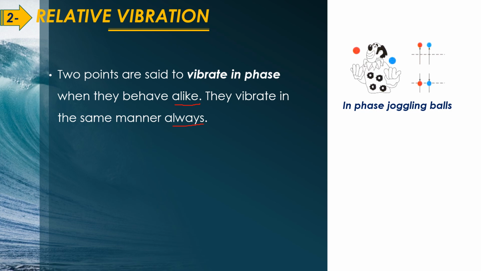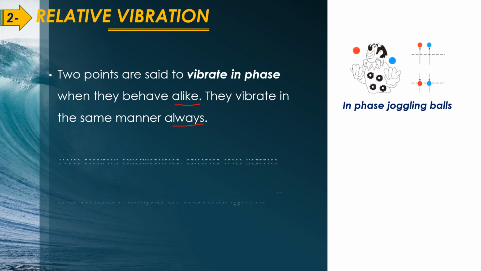If you look at the figure to the right side, you notice that there's a juggler throwing balls. The balls are made to move up simultaneously, at the same time and together, and they move down also together. So these two balls are said to be juggled, or to vibrate, in phase.